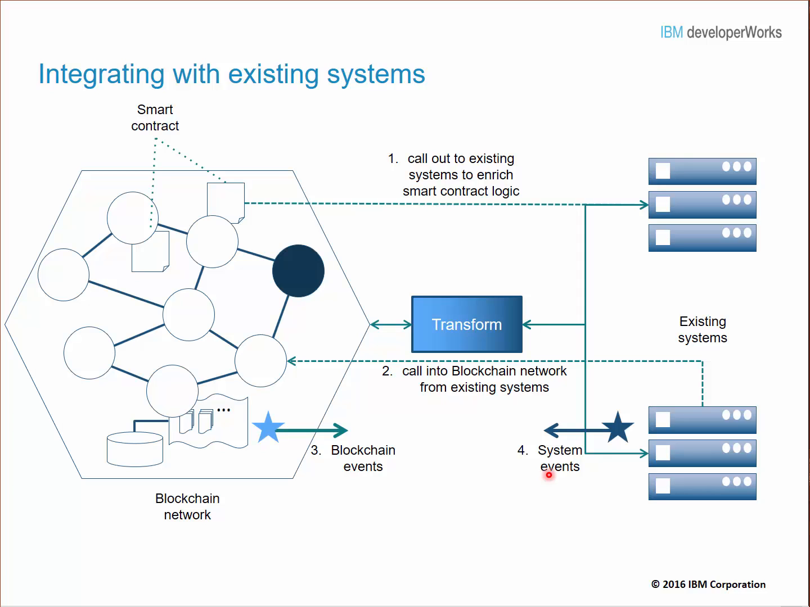Also, events in your external systems could trigger calls into the blockchain. For example, an event in your existing system could trigger a call into the blockchain network into a smart contract to record something in the ledger.